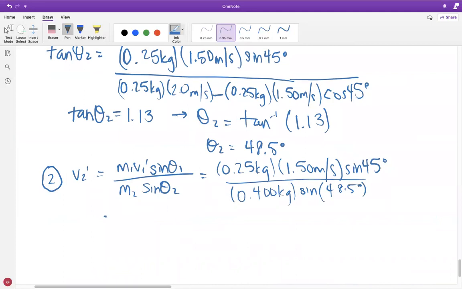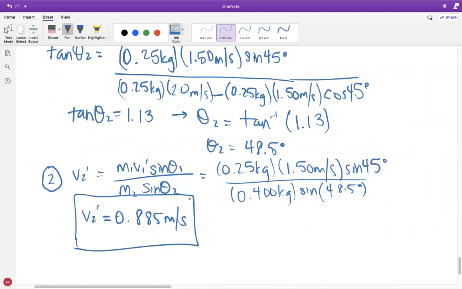Now I can plug that into our calculator: 0.25 times 1.5 times sine of 45, divided by 0.4 times sine of 48.5. And we get that our velocity is 0.885 meters per second. So this is our velocity after the collision and the direction it's going in.